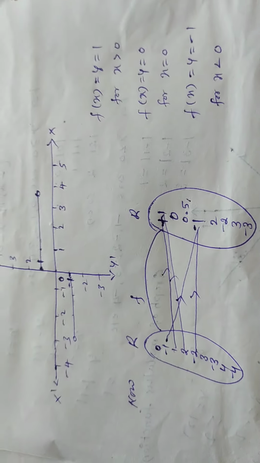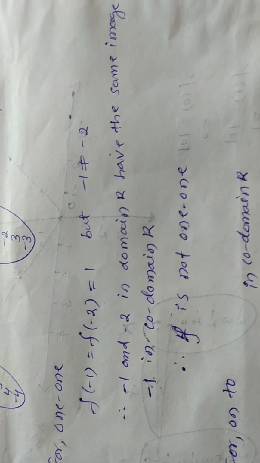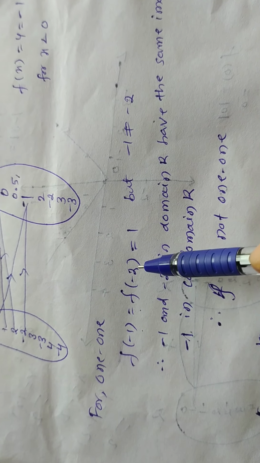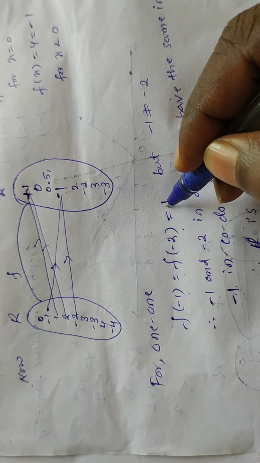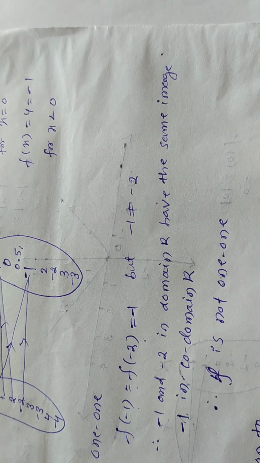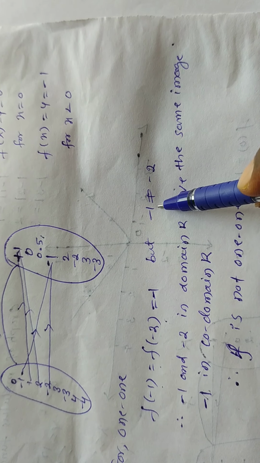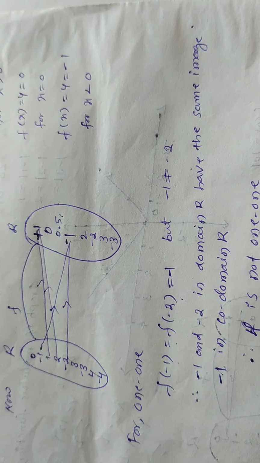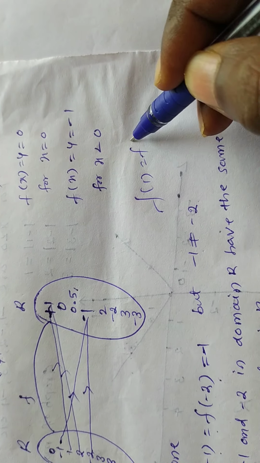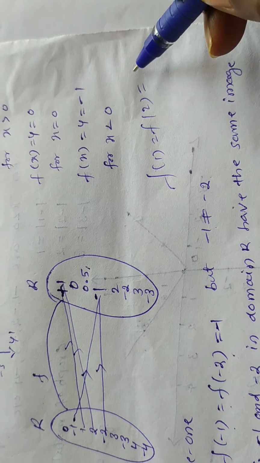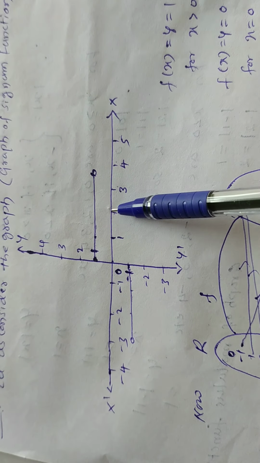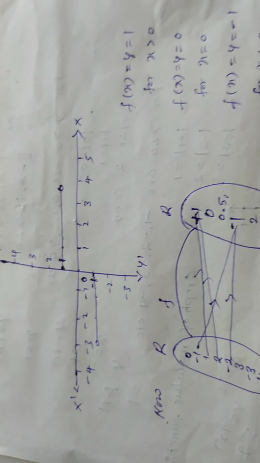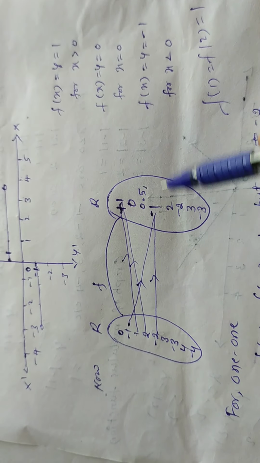Hence we can write f of minus 1 is equal to f of minus 2 is equal to minus 1, but minus 1 is not equal to minus 2. Similarly, we can also write f of 1 is equal to f of 2 is equal to 1, because for any value of x greater than 0, f of 1, f of 2, you get the same y equal to 1. Hence, it is not one-one.